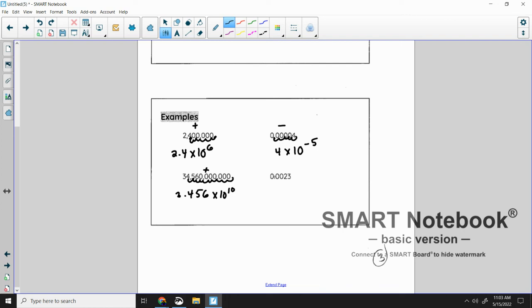Versus this next one is a negative exponent because it's a very small number. I move the decimal 1, 2, 3 times to get a number between 1 and 10. So it's 2.3 times 10 to the negative third.